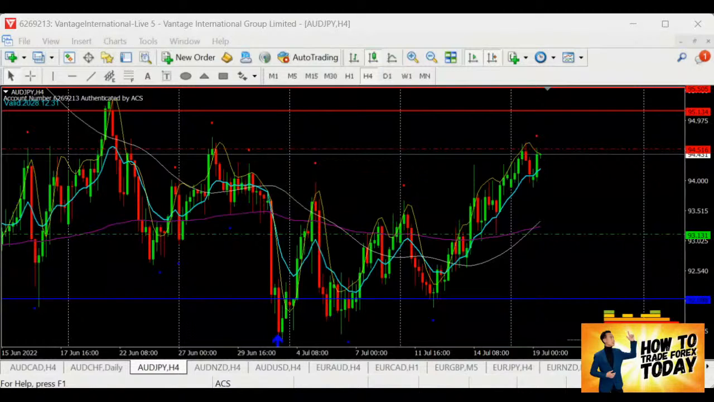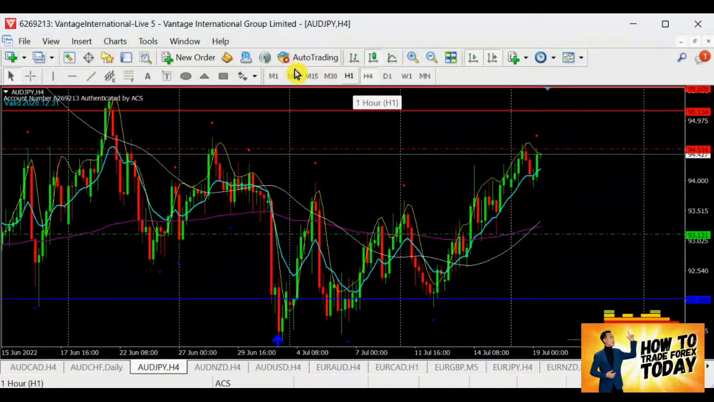Currently, let's skip Aussie yen first, because we are pretty near, but it may happen in the second half of the day or probably on the next day. So I'm looking for a selling opportunity, but not now.